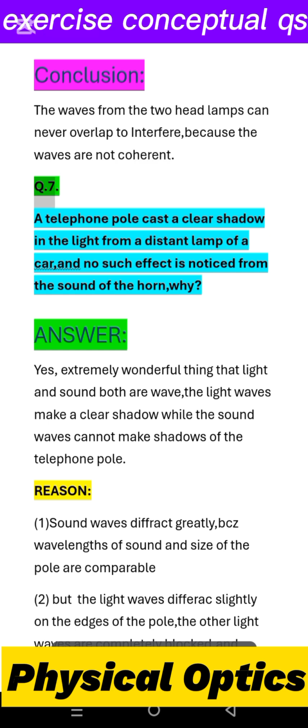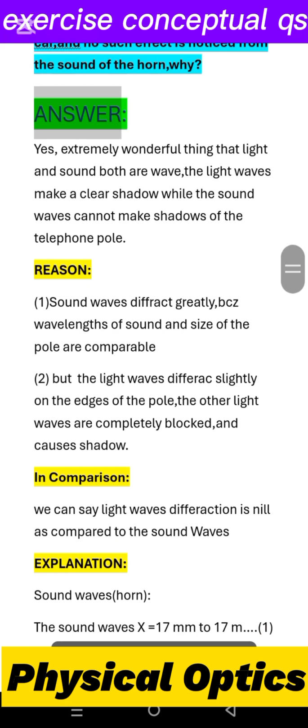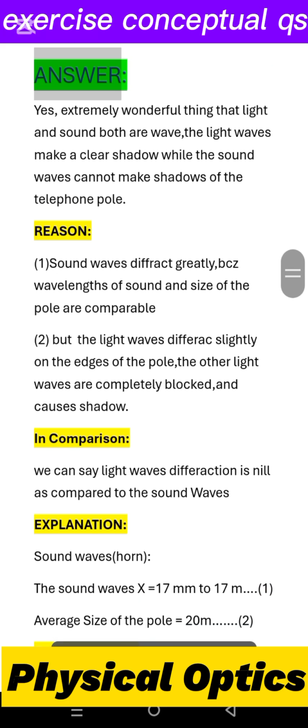Question 7. A telephone pole casts a clear shadow in the light from a distant lamp of a car, and no such effect is noticed from the sound of the horn. Why? Answer: yes, it is an extremely wonderful thing that light and sound are both waves. The light waves make a clear shadow while the sound waves cannot make shadows of the telephone pole.